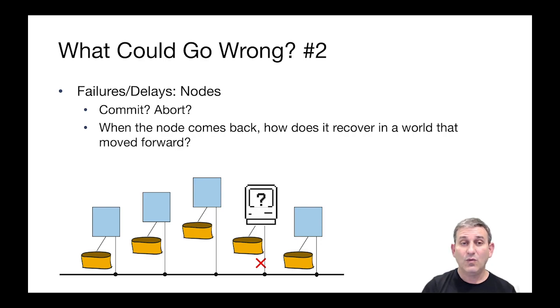Suppose the node is dead. When it comes back up, how is it supposed to recover in a world that moved forward while it was asleep? Okay? All the other nodes might have been doing stuff while this node was unavailable. So what does it do when it comes back? These are issues that we're going to have to handle, and they're quite a bit trickier than the deadlock detection problem.